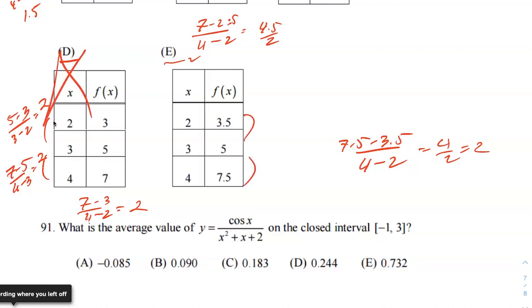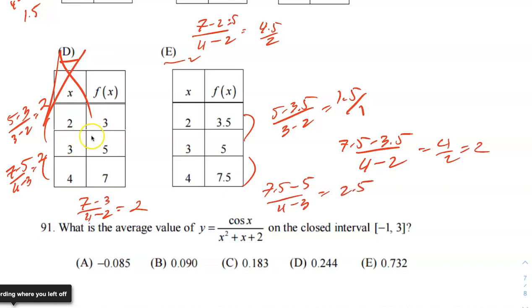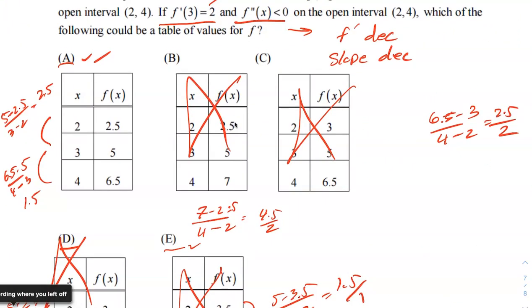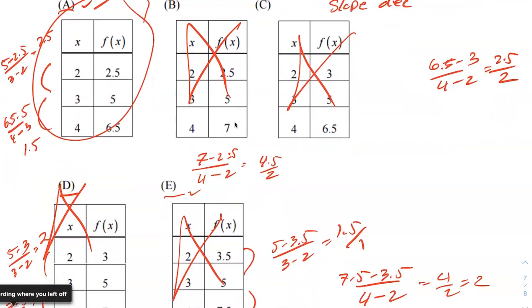Let's look at these two. 5 minus 3.5 over 3 minus 2, 1.5 over 1, so 1.5. 7.5 minus 5 over 4 minus 3, so I get 2.5. This one's actually increasing. This would be the second derivative greater than 0. So it's not these two either. So the answer is A. That's probably my least favorite question on this whole test.